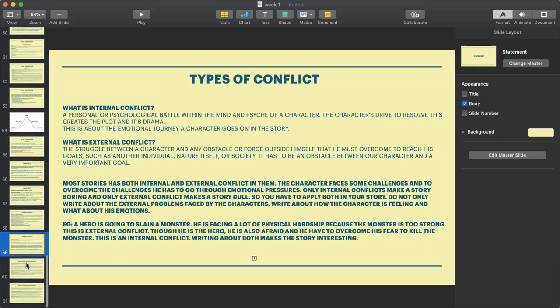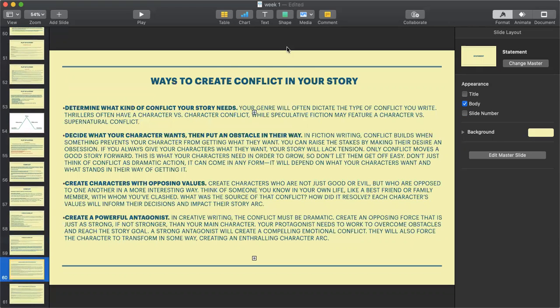Okay, so, ways to create a conflict in your story. How do you create a conflict in your story? There are different ways. Basically, determine what kind of conflict your story needs. Your genre, what kind of story you are writing, will dictate the type of conflict you want to write.